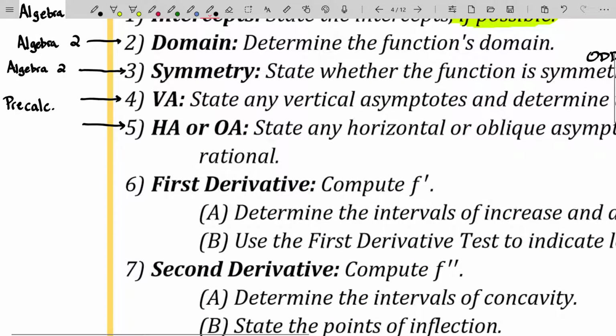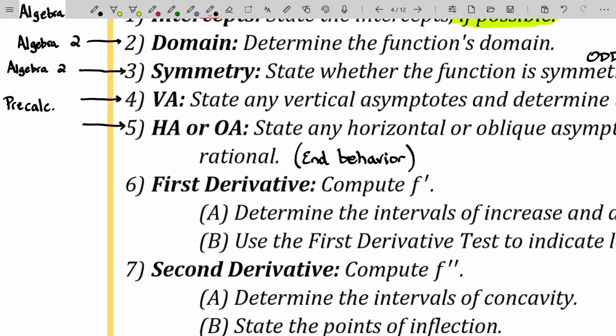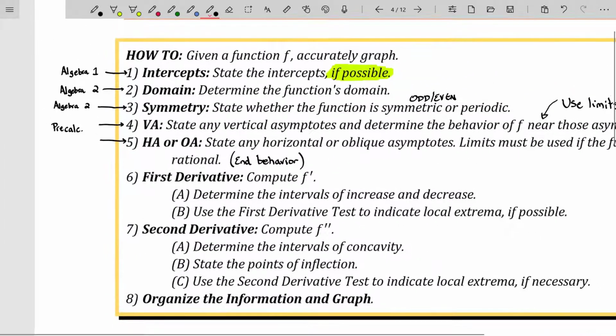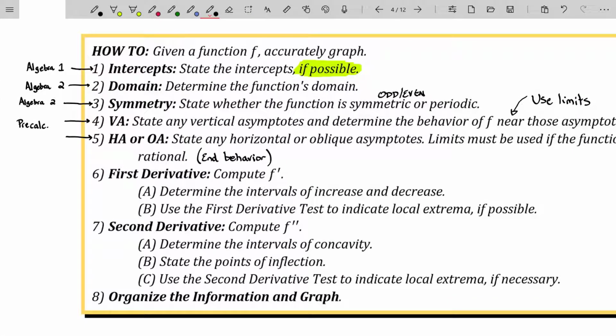In pre-cal, we learned what horizontal and oblique asymptotes are. And so you're going to use limits. This is basically the end behavior, honestly. So this is end behavior, and you're just going to take the limit as x goes to positive or negative infinity. If it's a horizontal asymptote, then, well, your limit would be a finite number. If it's an oblique asymptote, you'll have to prove that it's an oblique asymptote using the methods provided in the previous video. So that's your pre-calculus step right there.